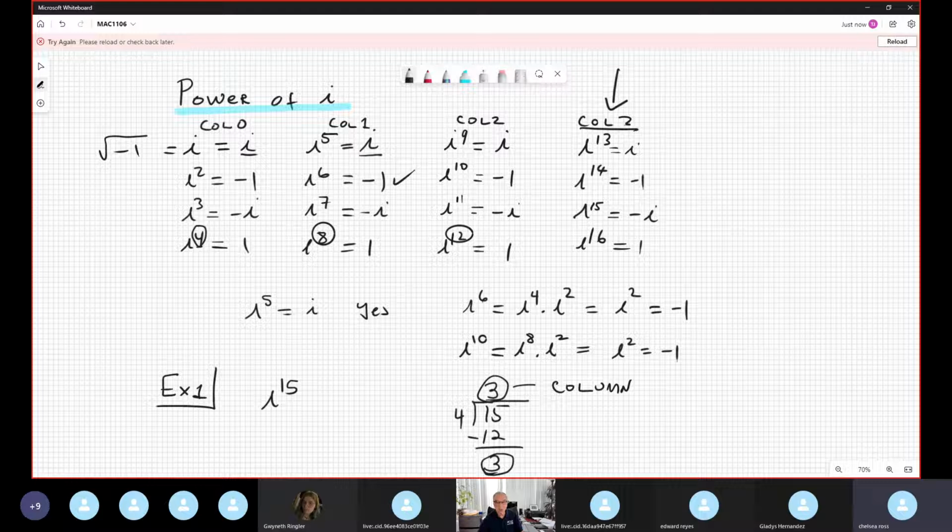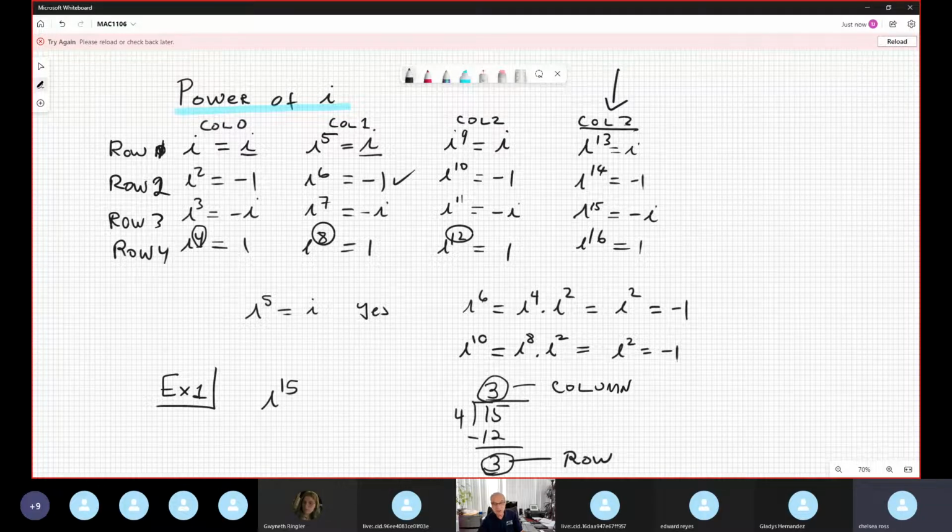But I don't care about the column, I care about the row. And what row does it belong to? This is row 0. This is row 1. Row 2, row 3. And this is row 4. So these 3 give me the row. And the row is 3, which is in column 3, position 3, which is i. This is equivalent to negative i. Actually it's i cubed, but this is negative i. And this is the final answer.